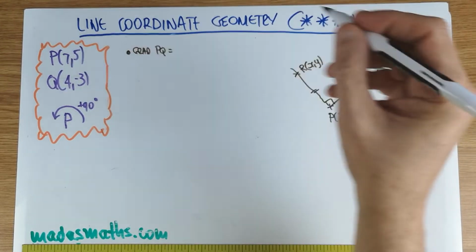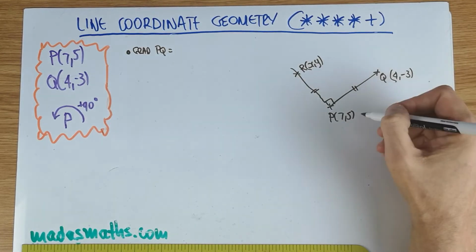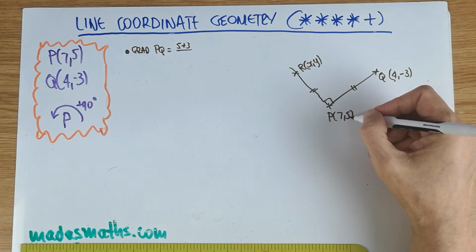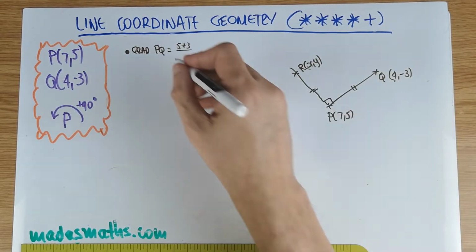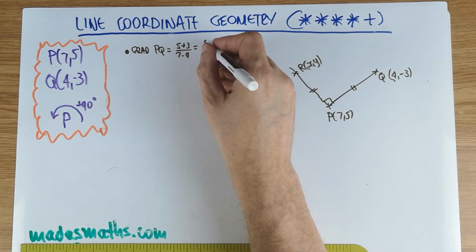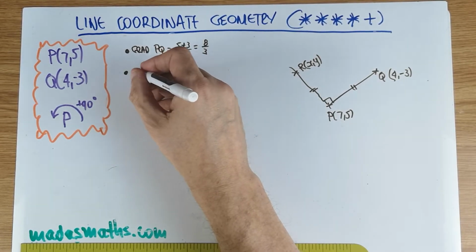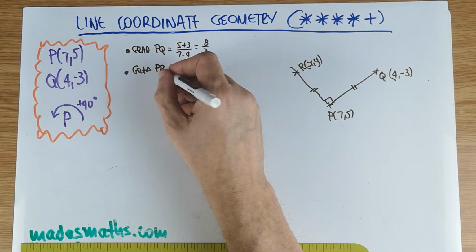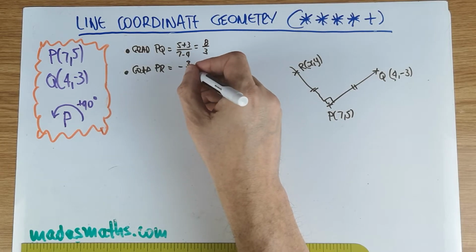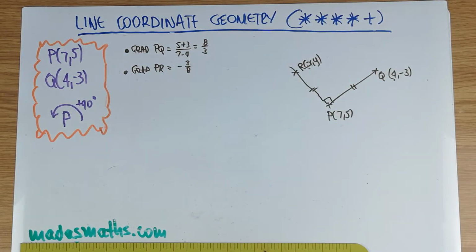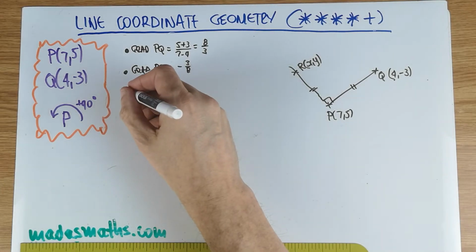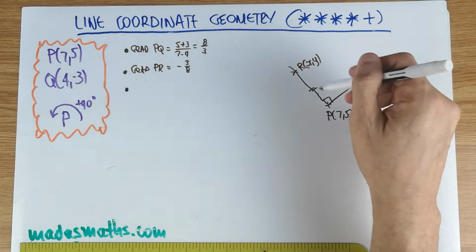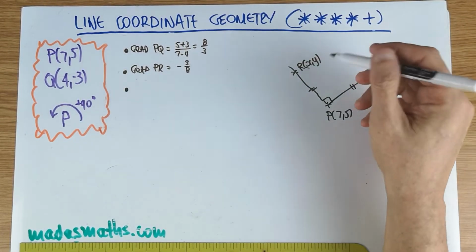gradient PQ, difference in y over difference in x, 5 minus -3 over 7 take away 4, which of course is 8 over 3. Which now means that the gradient of PR is -3/8, the negative reciprocal. Next thing is this gradient PR must be equal to -3/8.